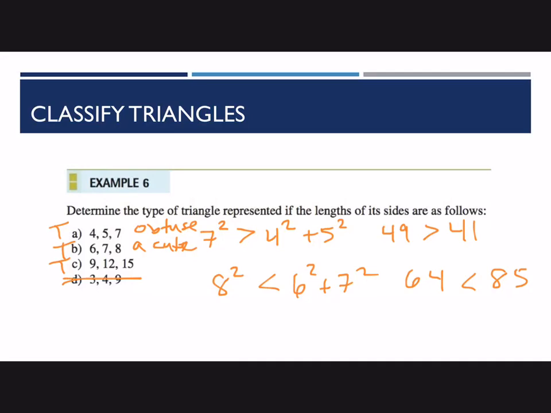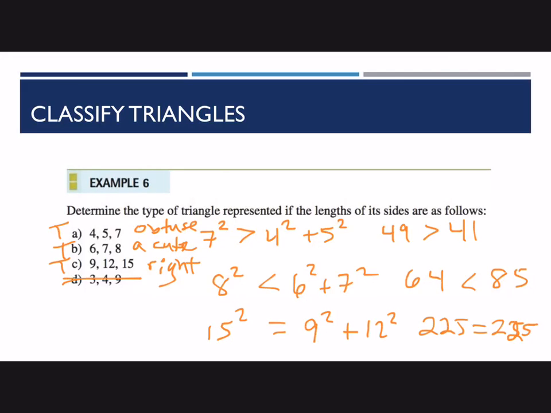And then we tried the third one, so we would check 15 squared and compare that with 9 squared plus 12 squared. So on the left we have 225, and on the right we have 225 as well. Okay. So those are equal, and that means that that is a right triangle.